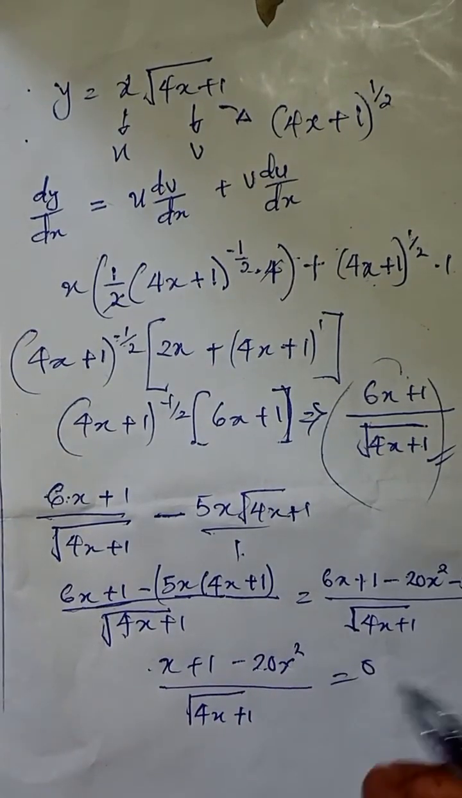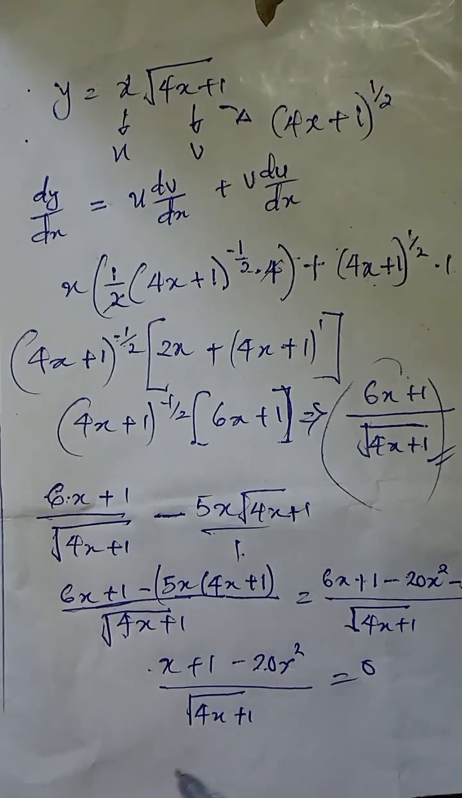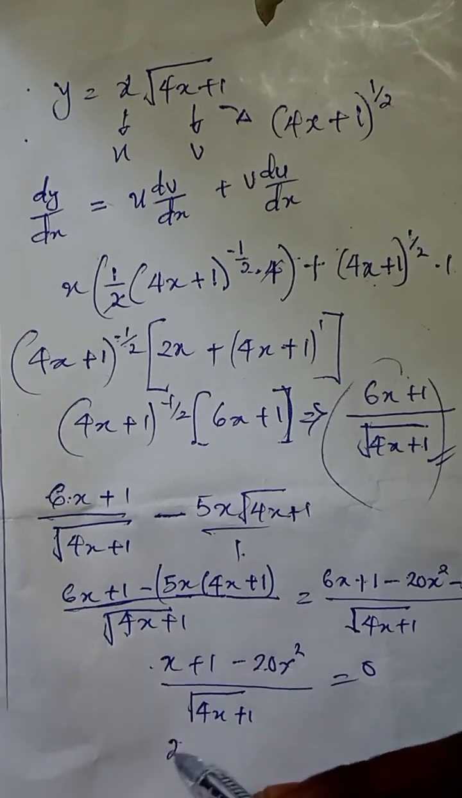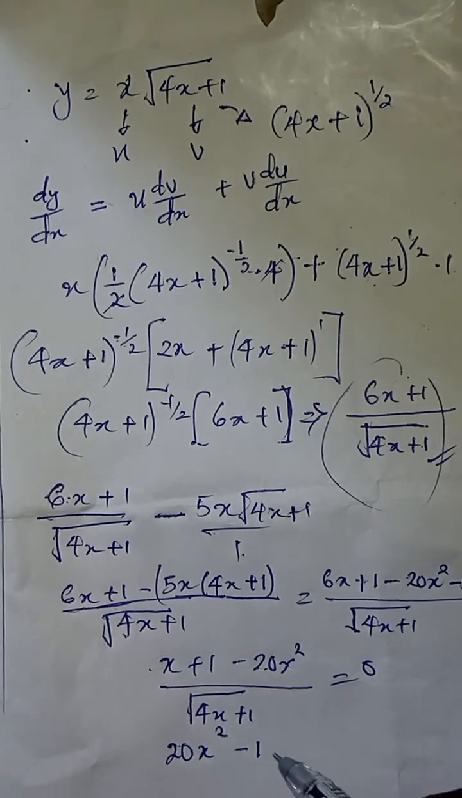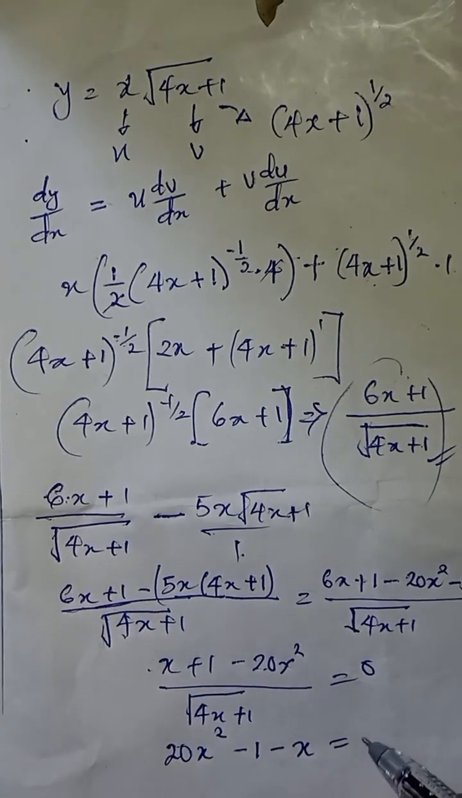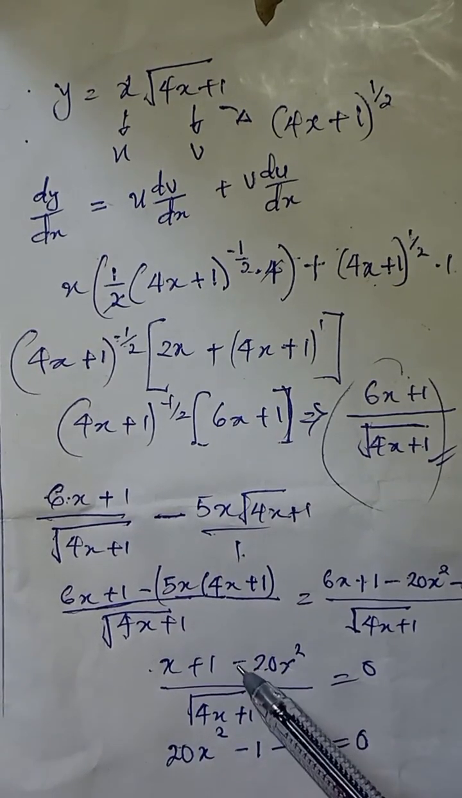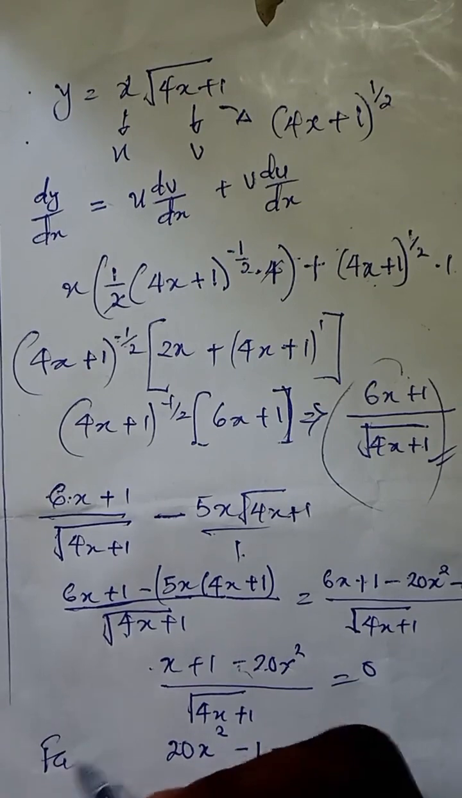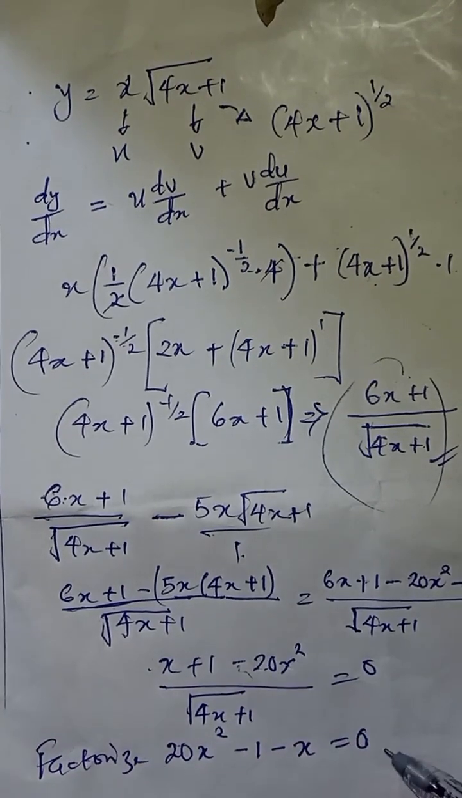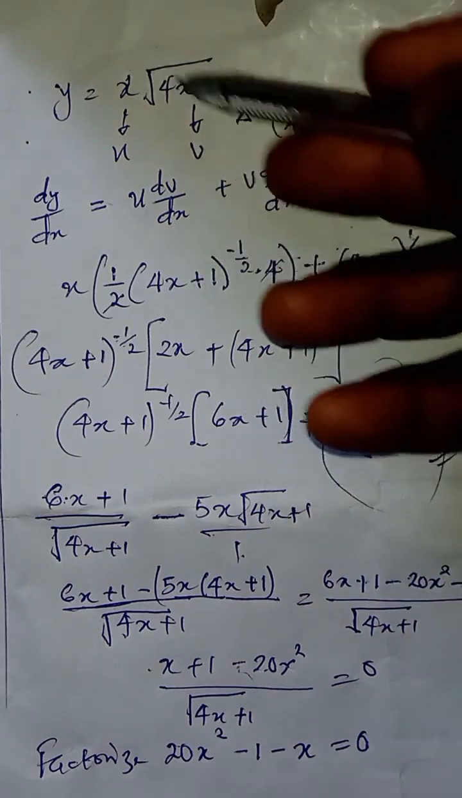If I multiply both sides by this to eliminate the denominator, I'm going to have 20x squared minus 1 minus x is equal to 0. What I simply did is multiply through by the negative sign, so that I will not be having minus 20x squared, I'll be having 20x squared. So once I factorize this, I'm going to get two values of x. You can see that it's a quadratic function. I've got two values of x, and I will now use those two values of x to substitute in the initial function so that I'll get two values of y.